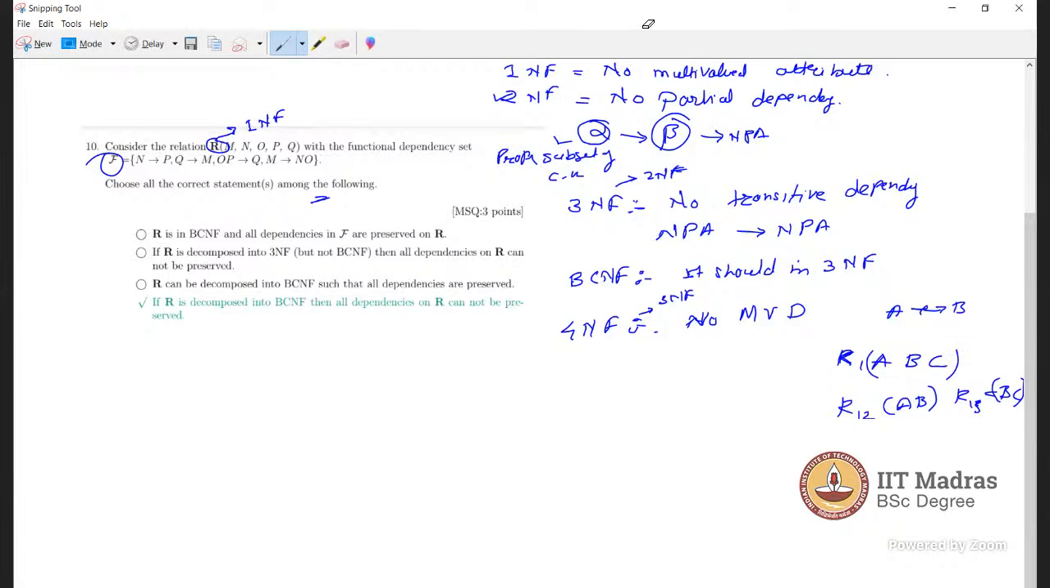If A determines C or A determines B. But in this case, do we have that multi-value dependency? No. For a multi-value dependency to hold true, there must be at least 3 attributes in the given relation. Oh, sorry, sir. Okay.